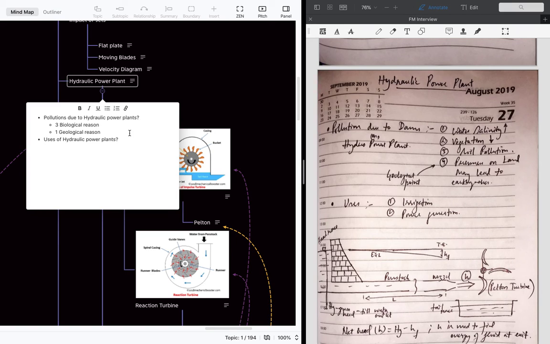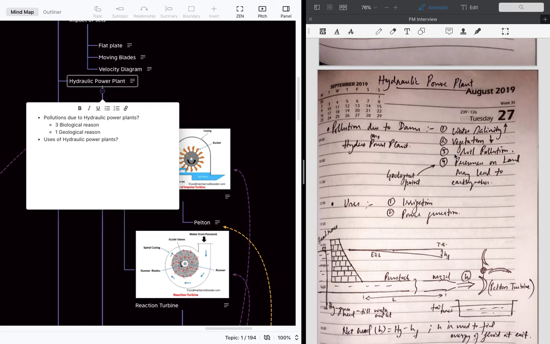So are there any pollutions happening due to hydraulic power plants? Any three biological reasons, one geological reason. What are the uses of hydraulic power plants? Yes, hydraulic power plants create pollution. The first reason is water salinity. Water salinity increases inside the cultured water dam. Vegetation is lost because of the large construction, as well as due to higher salinity. The marine life also gets affected. Vegetation inside the water is also affected, and it also pollutes the soil.